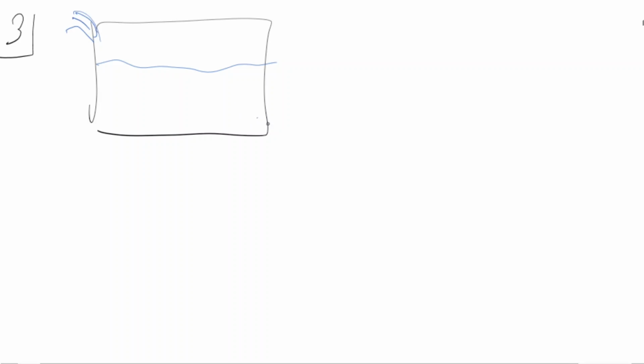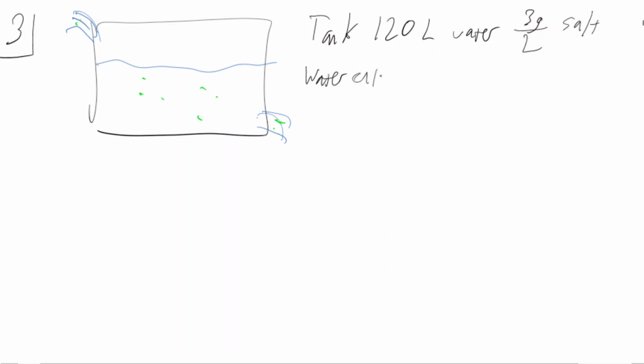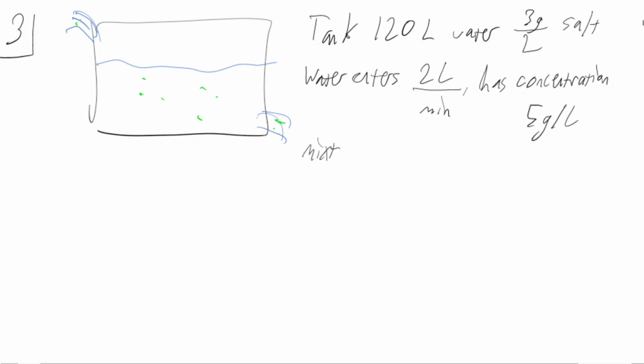So our third example is going to be a hybrid of the previous two examples. This time we're going to have a saltwater concentration in the tank and a saltwater concentration entering the tank, but they're going to have different concentrations. So we're going to have 120 liters of water in the tank, and its concentration is going to be 3 grams per liter. And we're going to have water entering at a rate of 2 liters per minute, and the entering water is going to have a concentration of 5 grams of salt per liter. And again, the mixture is going to leave at the same rate of 2 liters per minute, so the total volume is staying constant.